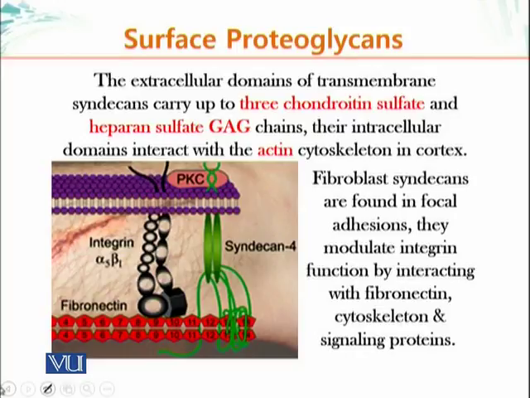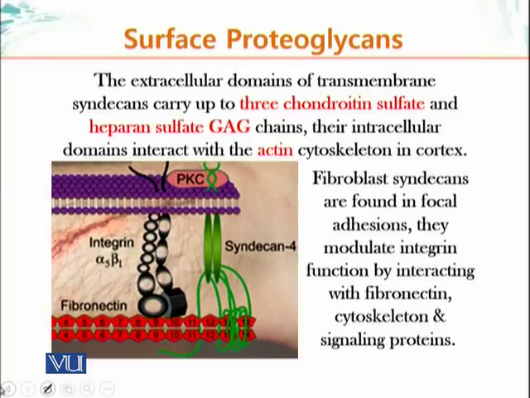Now let's talk about a specific type of proteoglycan that is an integral part of the plasma membrane, the syndecan. The extracellular domain of the syndecan carries up to 3 chondroitin sulfate and heparan sulfate GAG chains. Their intracellular domains interact with the actin cytoskeleton and the cortex. Remember, there are many adhesion molecules we have talked about, for example, cadherins and integrins. Their cytoplasmic domain is also interacting with the actin cytoskeleton. So the theme is sort of clear.